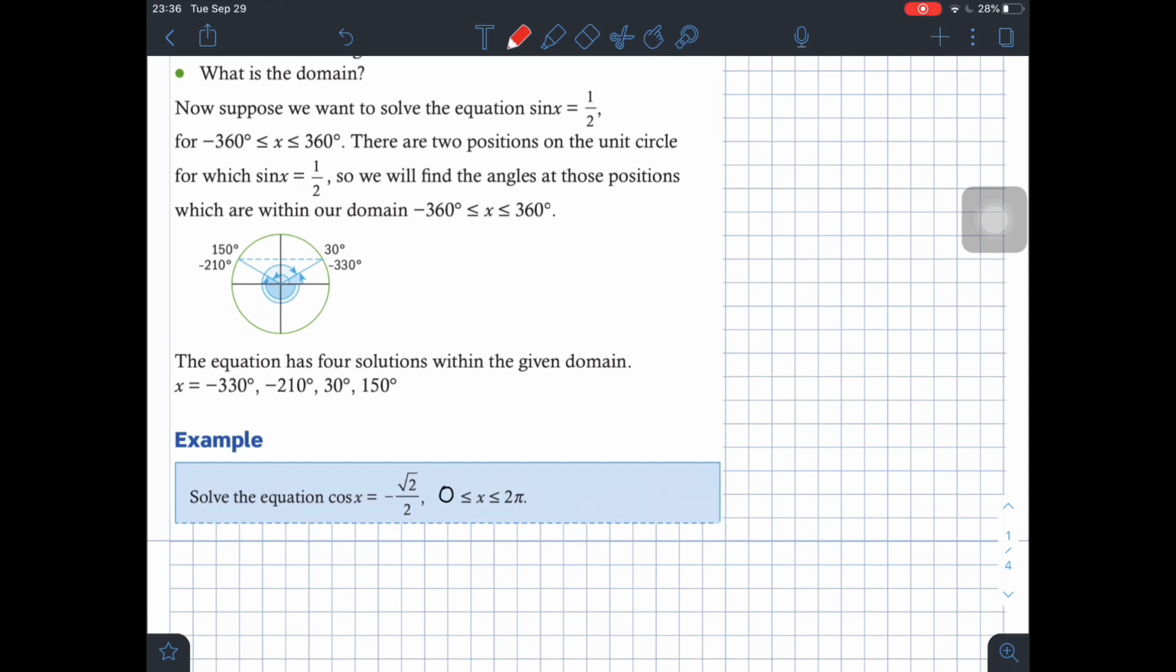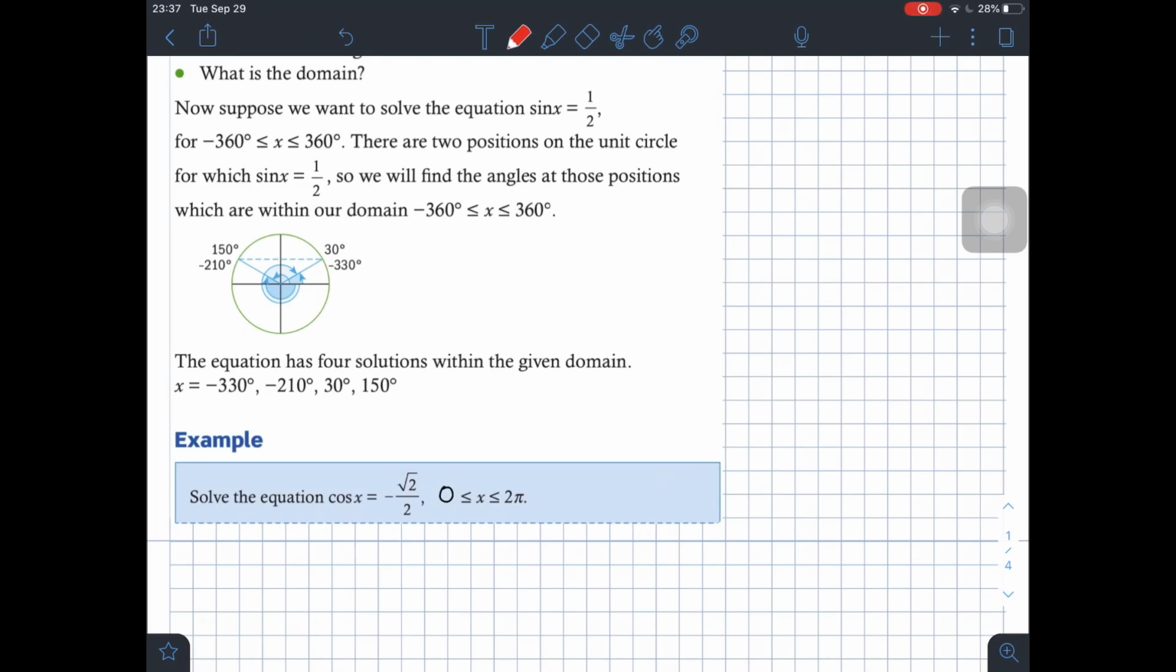Then a third possible solution could be this negative 330 degrees, which is if we do a complete turn this way, almost 360, but we end up here. So it's negative 360 plus 30, and we get negative 330 over here. So that's another possible solution, which is inside our domain, right? Negative 330 is inside this interval over here. And finally, another possible solution would be this one over here, which is negative 210 degrees, which is also inside this interval.